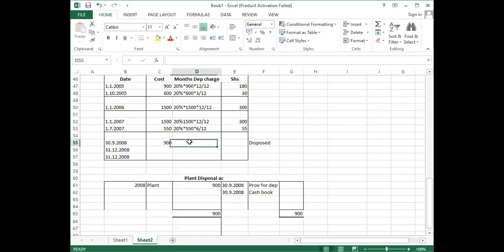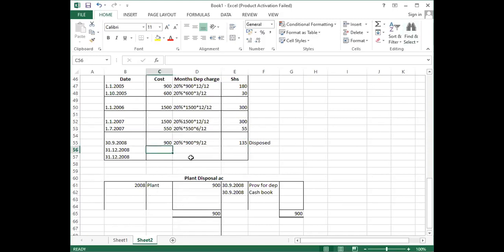And therefore, the depreciation expected here would be 20% multiplied by 900, right? Then multiplied by how many months? How many months did we have that equipment with us? 9. Good. So 9 divided by 12. What amount do you get? 135. True or false? 135. Good.